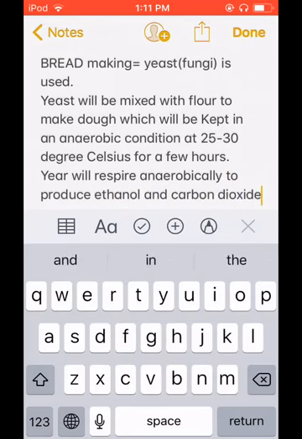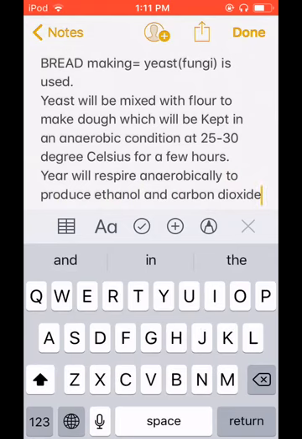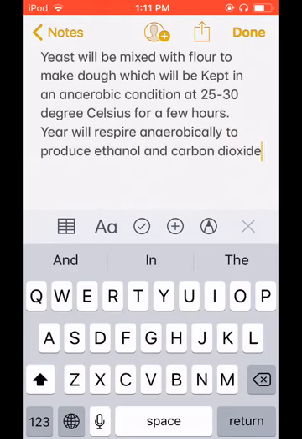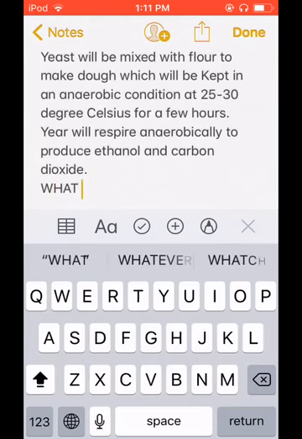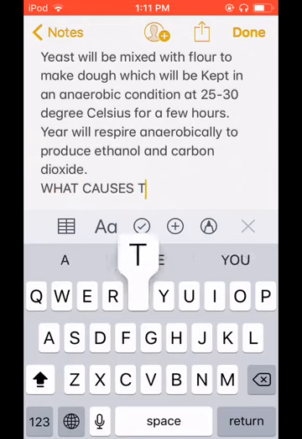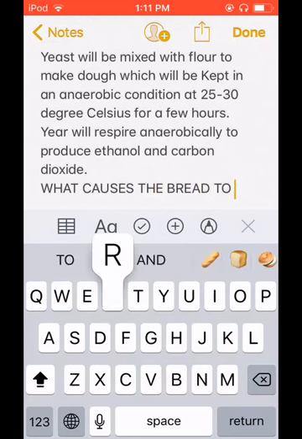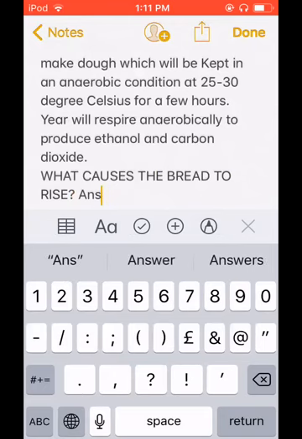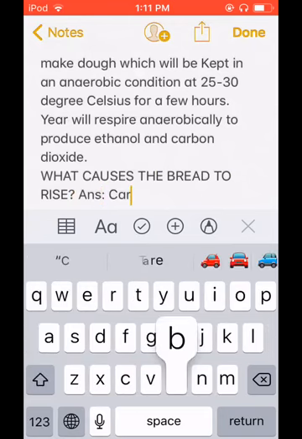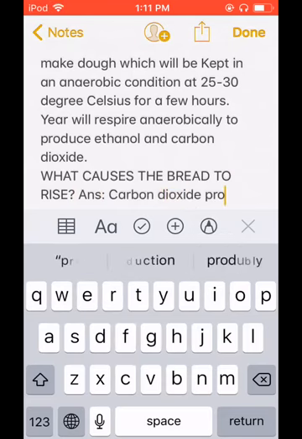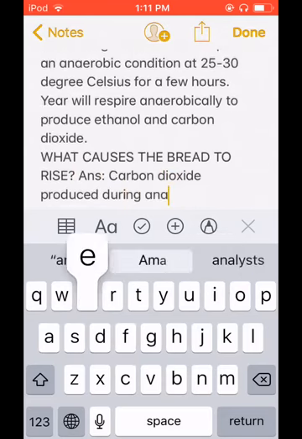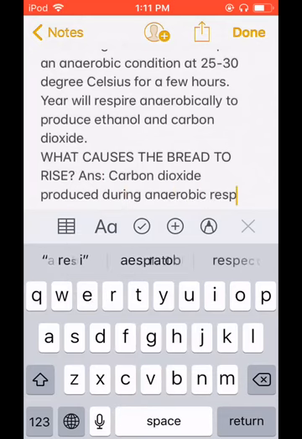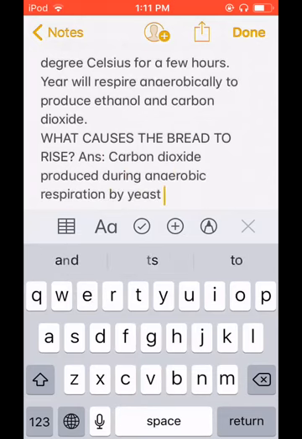ঠিক আছে? So now guess what causes the bread to rise, like the dough to rise? Fermentation. Now, which product of anaerobic respiration causes the bread to rise? Carbon dioxide. Very good. Answer: carbon dioxide produced during anaerobic respiration. Rise. ঠিক আছে?